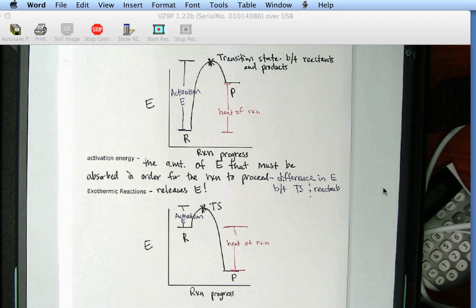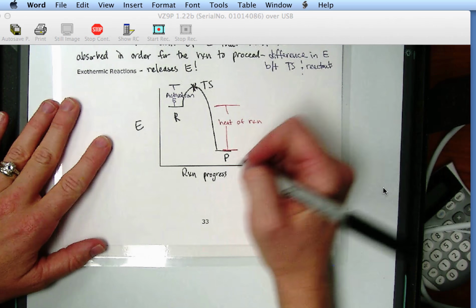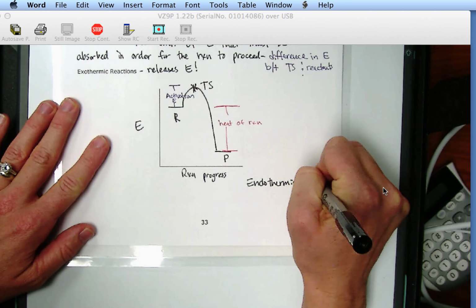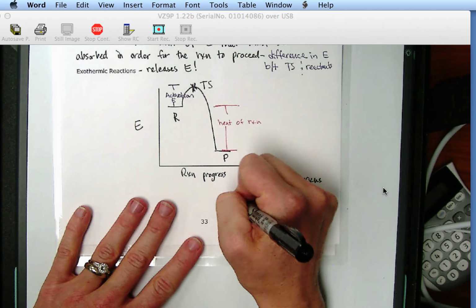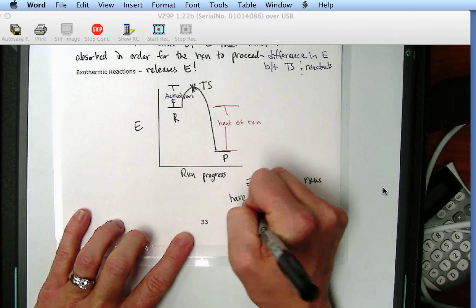So between an endothermic reaction and an exothermic reaction, which has a larger activation energy? Endothermic has a larger activation energy. It takes more energy to get up that hill. It takes just a little bit of energy to get over that little hill for an exothermic reaction. So endothermic reactions have a larger activation energy.